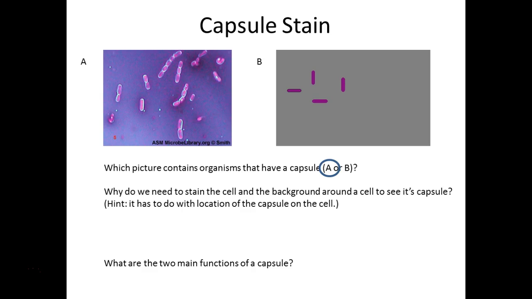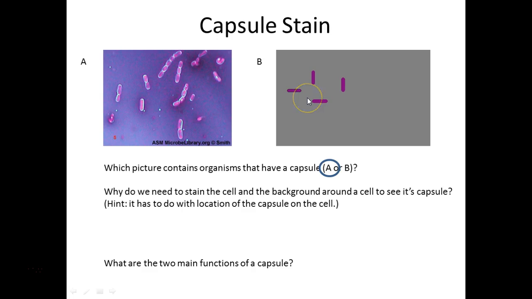But also, where is that capsule located? It's the outermost covering of a cell if it has it. So if we stain just the cell, we won't see it because it's clear outside the cell. We've got to stain the cell and the background, and the capsule, we said, doesn't get stained, so we see this clear halo around the cells. So that's the capsule that's not stained, that's around the outside of the cell.